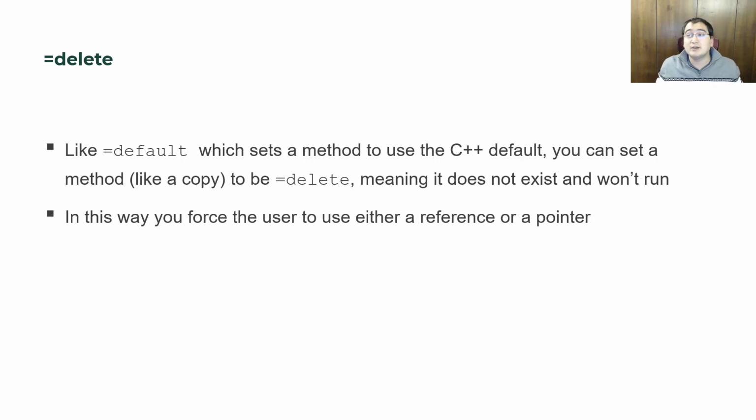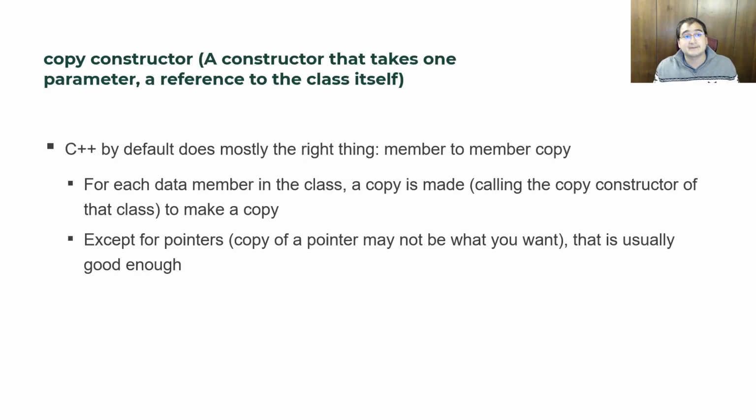Now, when would that be useful? So for instance, streams, it often doesn't make sense to make copies of streams. It makes sense to refer to them by reference, but it doesn't make sense to make a copy of a stream. And so a stream could delete the copy constructor so that you're not allowed to accidentally make copies of a stream. So what does a copy constructor look like?